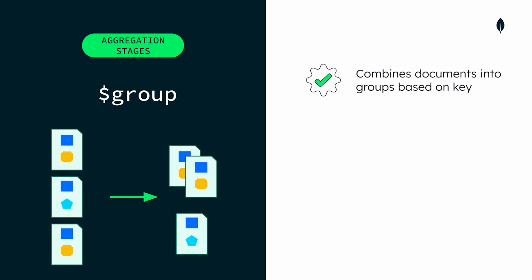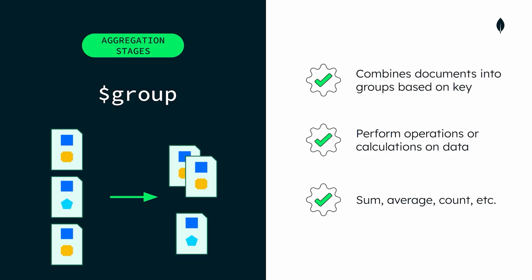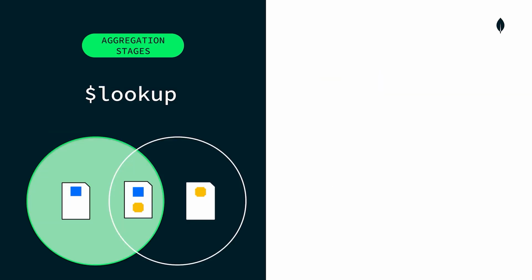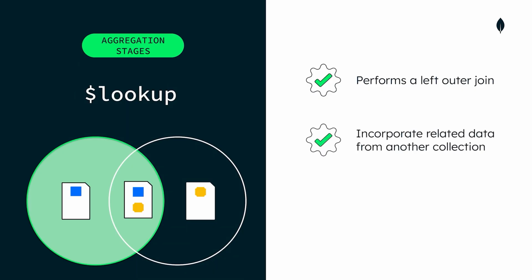The group stage combines documents into groups based on a group key. This stage is useful when you need to perform operations or calculations, such as sum, average, or count, on the grouped data. The lookup stage performs a left outer join to incorporate related data from another collection into the documents. This operation is similar to a left outer SQL join.